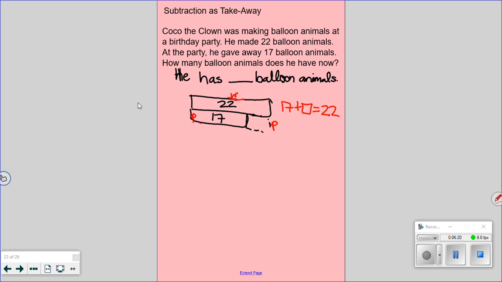So when I'm going to make a subtraction equation, I'm going to start with my total, which is 22. And then he gave away some, or a part, which is 17. And then that equals my box. Paxton, we're writing, please. Either of those equations will work.